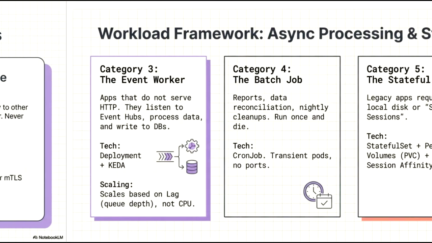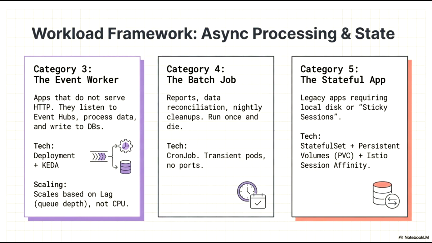Moving into the second part of our workload framework, we focus on asynchronous processing and state management. Category 3 represents the event worker. These applications do not serve HTTP traffic. Instead, they listen to event streams, like event hubs, process the incoming data, and write results to a database. Technically, these are Kubernetes deployments integrated with Kata, which allows them to scale based on message lag or queue depth, rather than traditional metrics like CPU.